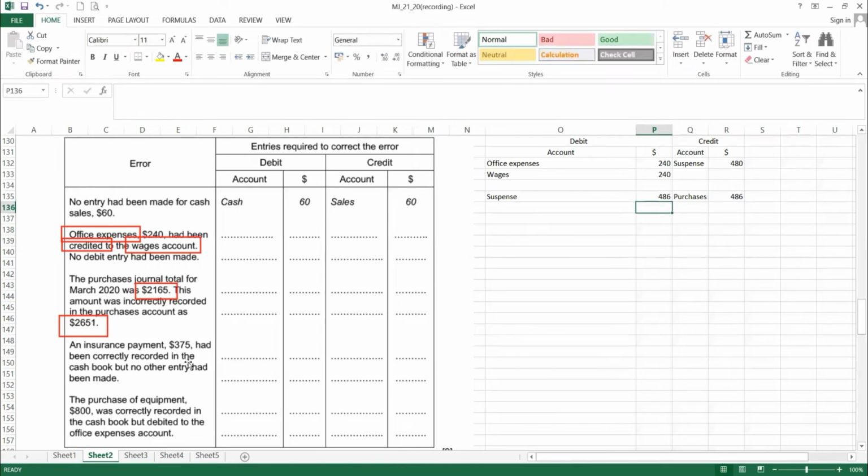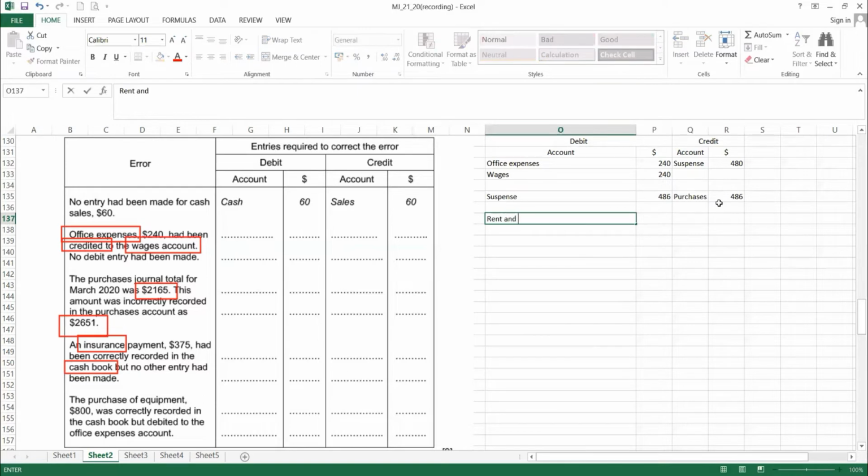An insurance payment 375 has been correctly recorded in the cash book, but no other entry has been made. That means that insurance account omitted. Cash book correct, so you don't go and touch the cash book because cash book is correct. That means credit side is correct, debit side is omitted. So insurance is expenses, is in the debit side.